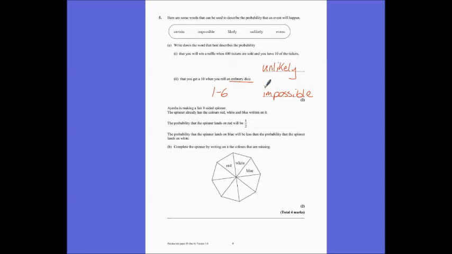It says, Aisha is making a fair 8-sided spinner. The spinner already has the colours red, white and blue written on it. The probability that the spinner will land on a red will be a half, and the probability that the spinner lands on a blue will be less than the probability of it landing on a white. Complete the spinner. So we've already got 1 red, so we want half of these to be reds. So I'm going to write red on each of these, because the probability of getting a red is a half. So now we've got a half of them being red.